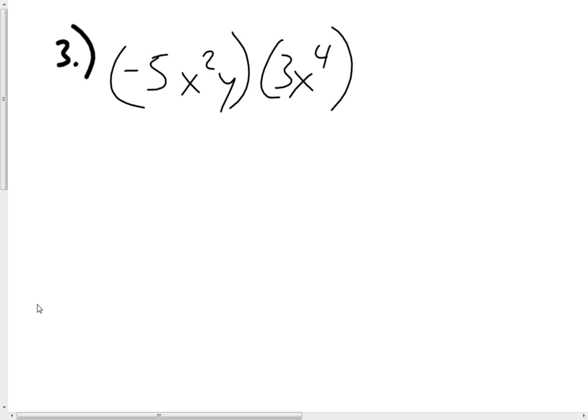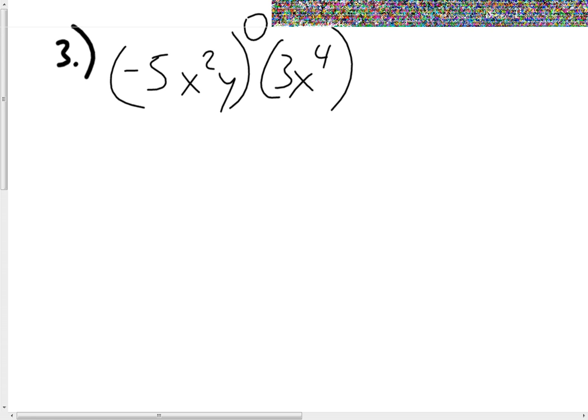Deal with exponents first. Do you see anything out here? Is there anything out there? Circles. Circles now. But are there any exponents? No. If you see some exponents out there, you have to deal with them first. I don't see any, so I don't have to worry about that.